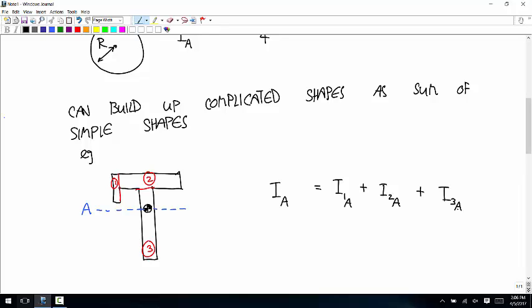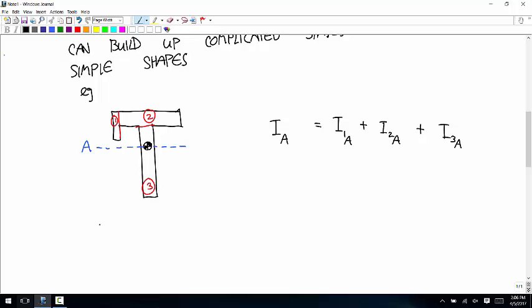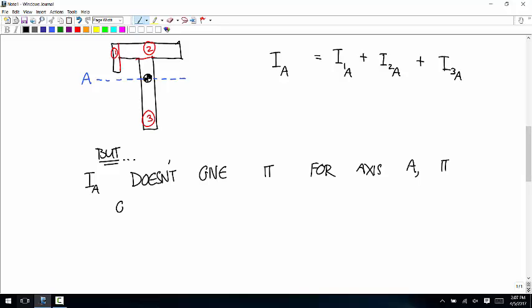Well, the formula doesn't give these about A. It gives it for that shape's own neutral axis. You know what I mean?